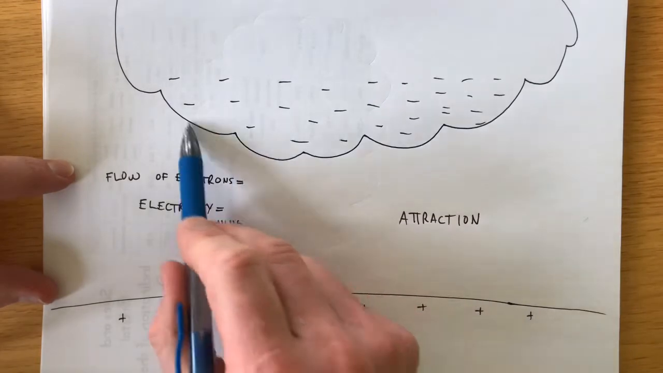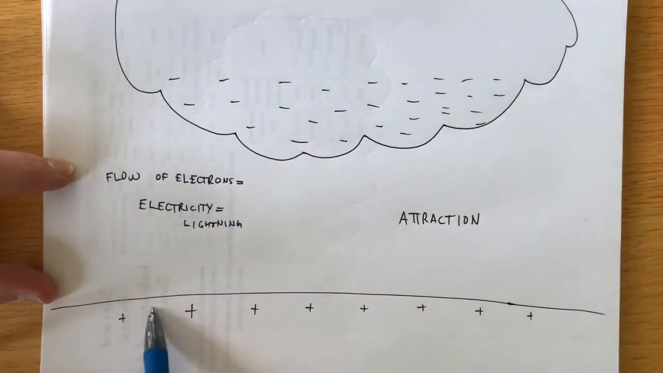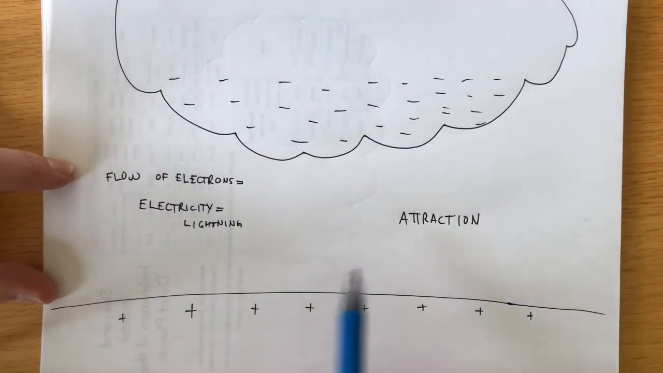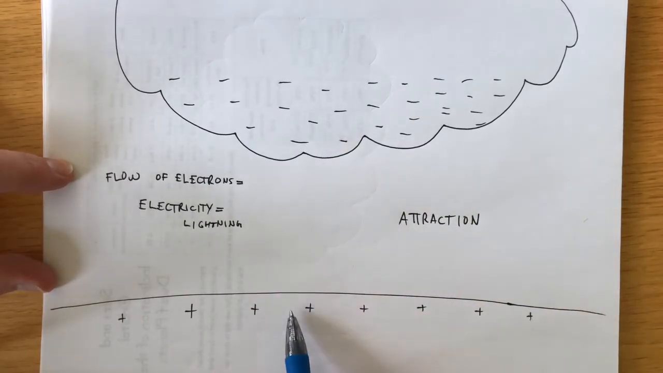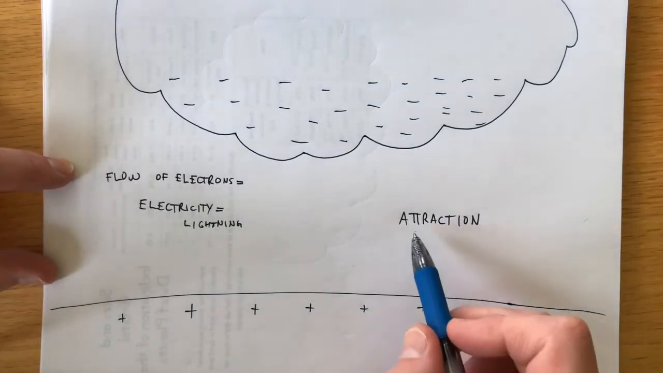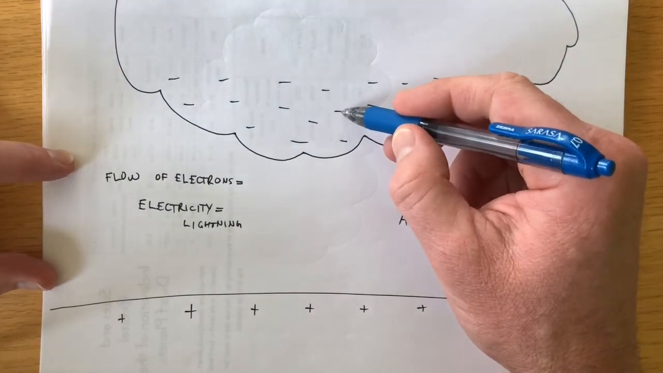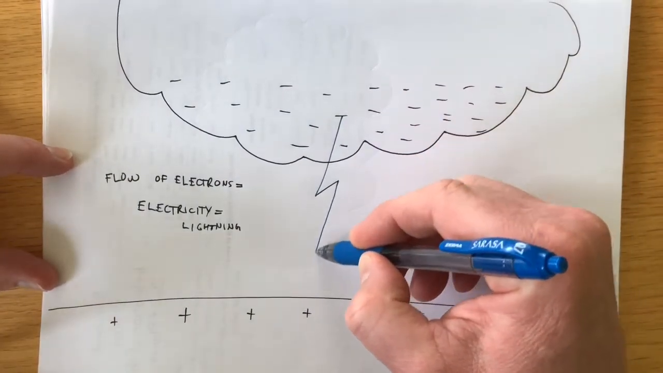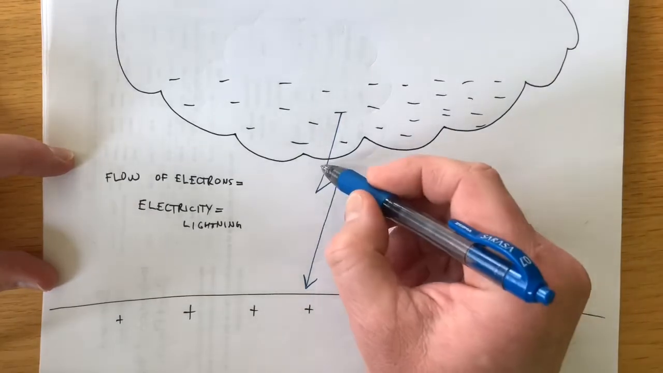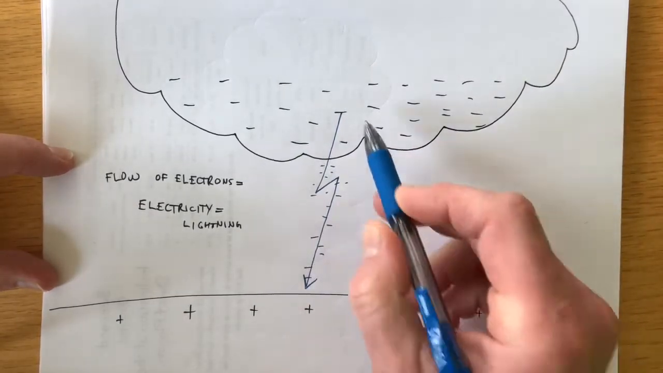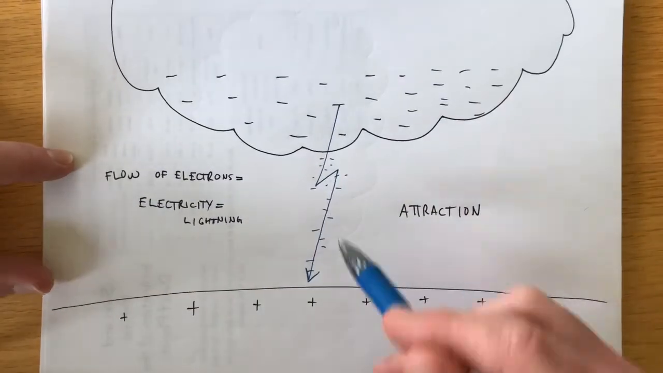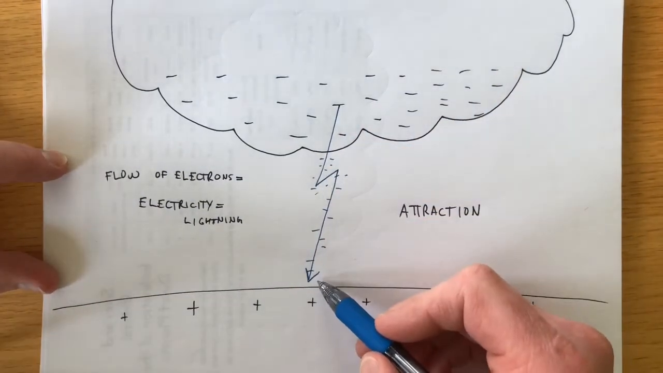So now if I have a really big cloud with a negative charge and a ground with a positive charge, that leads to attraction because negatives are attracted to positives. Now, if there's enough attraction, some of these negative charges will actually physically flow towards the ground. So I'm going to give this some negative charges. So really what this is, is electrons flowing to the ground.